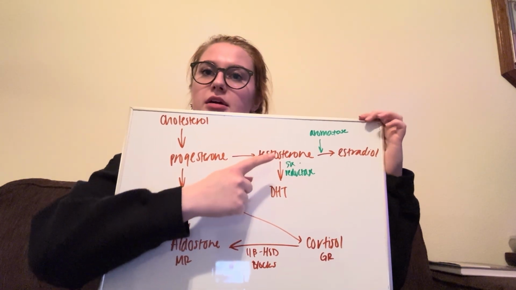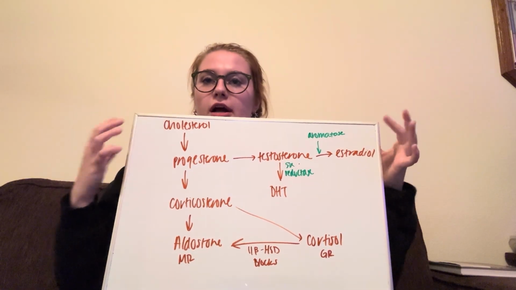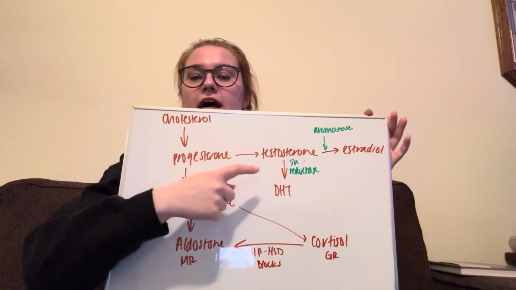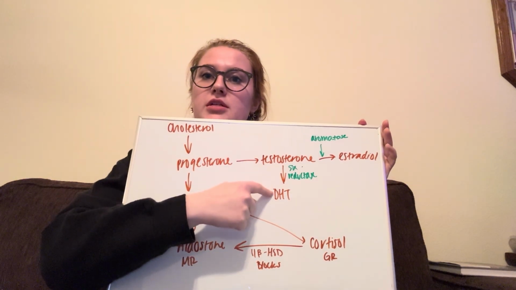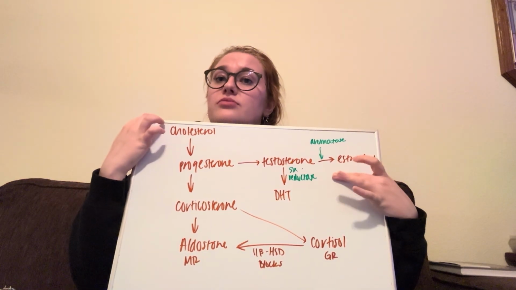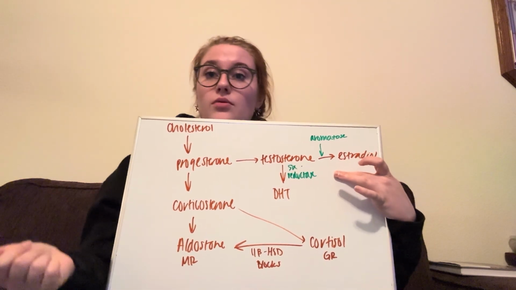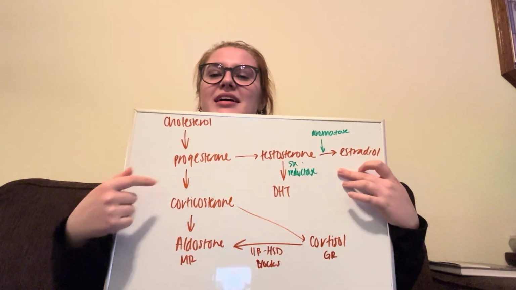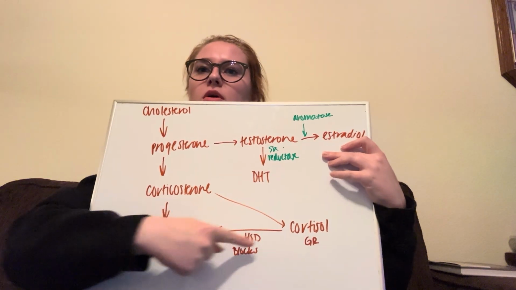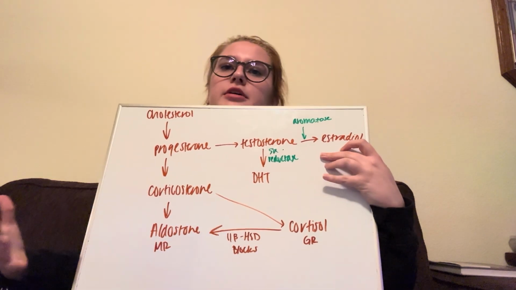To catalyze the change from testosterone to estradiol, we need aromatase. To catalyze the change from testosterone to DHT, we need 5-alpha reductase. Why the long name? I don't know. Now, what's going on in here? This is the Bermuda Triangle, in my opinion.